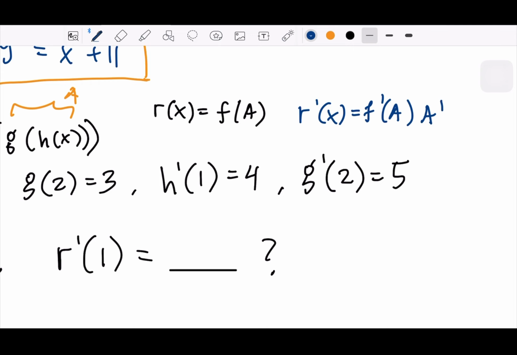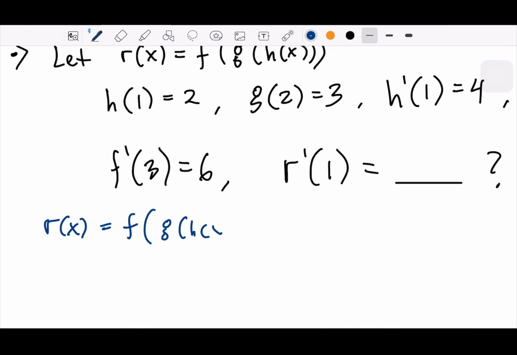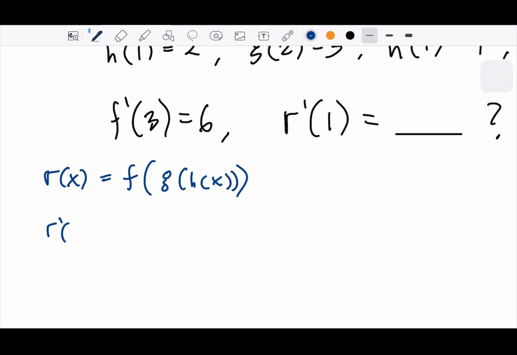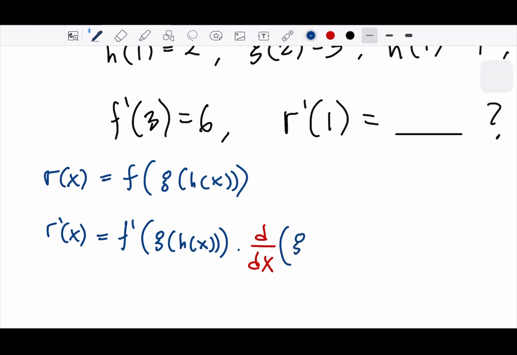So we have this, which means that if R(x) is f, then R prime is f prime, this outside, right? And then multiply with the inside, which is this. Okay? So start from this. And then we can start from this g, h, so we'll have g prime of h(x), and then h prime, right?